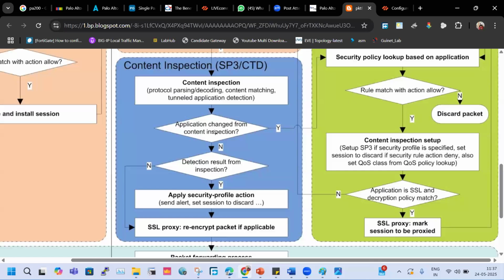Once the traffic is being forwarded by the firewall, sometimes application shift happens. The user hits Facebook, then it goes to Facebook games, then Facebook chat, then Facebook videos. This is the way it goes. So application shift happens whenever the user clicks on different pages, right?